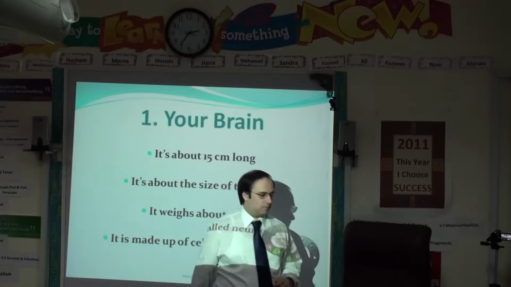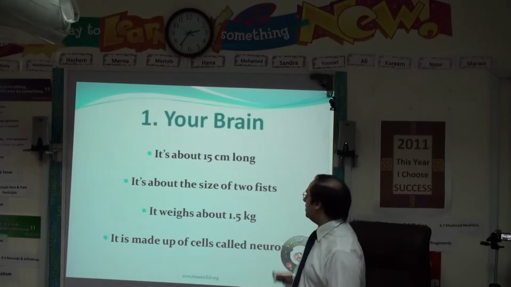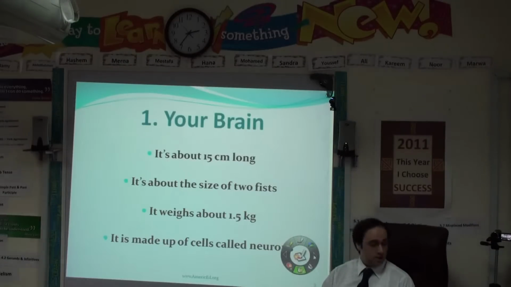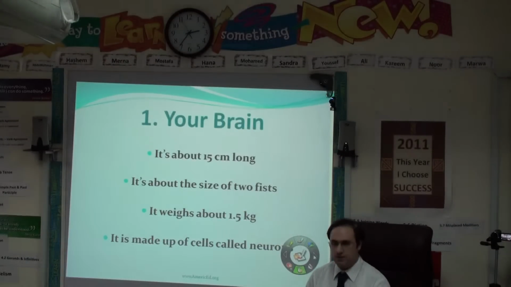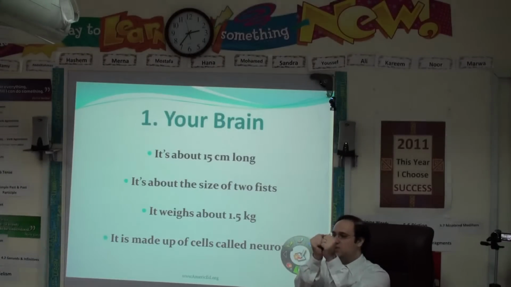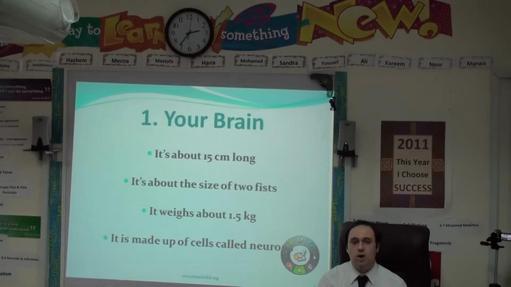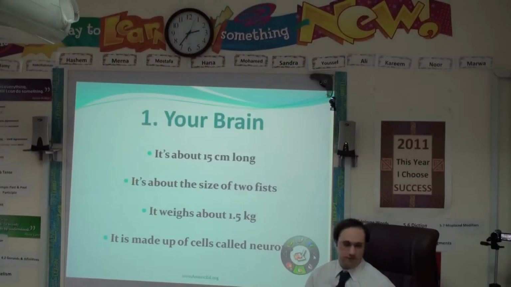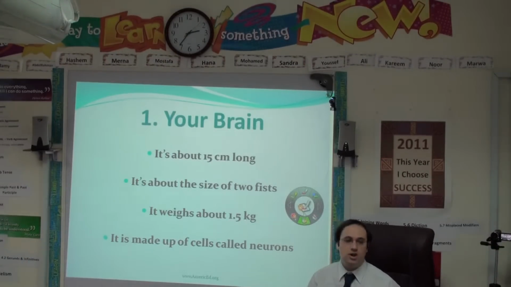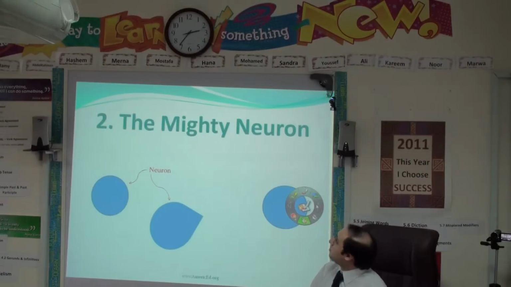Number 1, your brain. Your brain is about 15 centimeters long. It's about the size of 2 fists. If you take 2 fists and put them next to each other, this is about the size of your brain. And it weighs about 1.5 kilograms. It is made up of many cells called neurons.